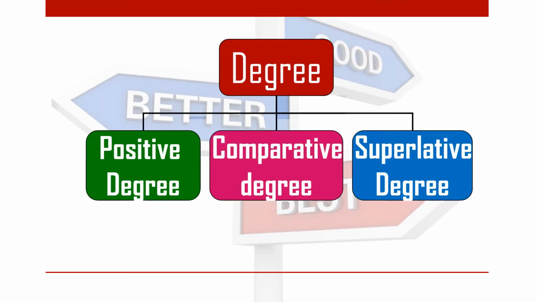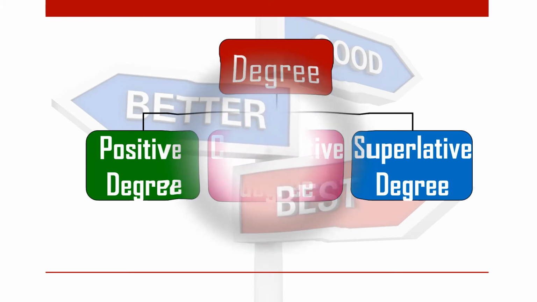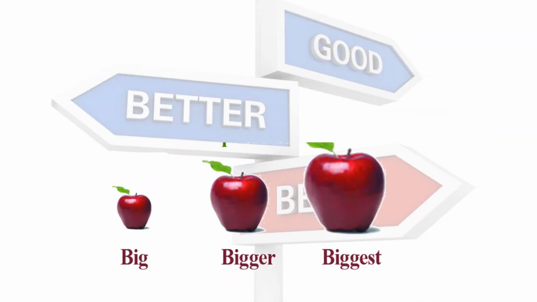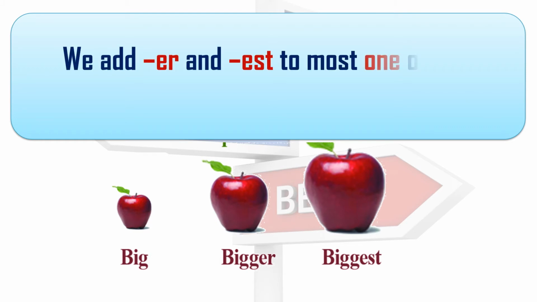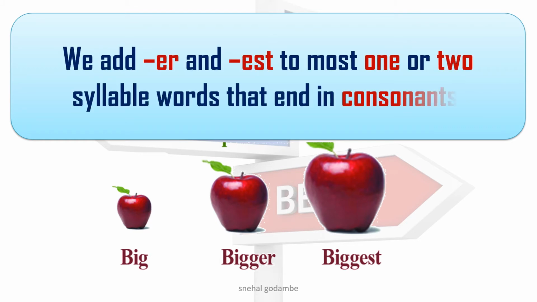So just now we have seen three forms of degrees: positive degree, comparative degree and superlative degree. Here you can see big, bigger, biggest. That's what we have learned now: positive, comparative and superlative degree. Now we will learn some rules about these degrees.